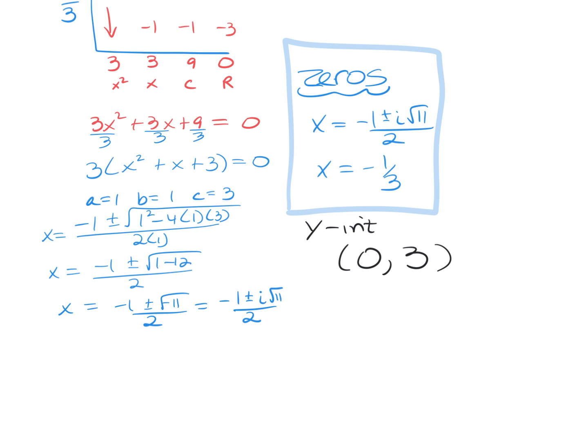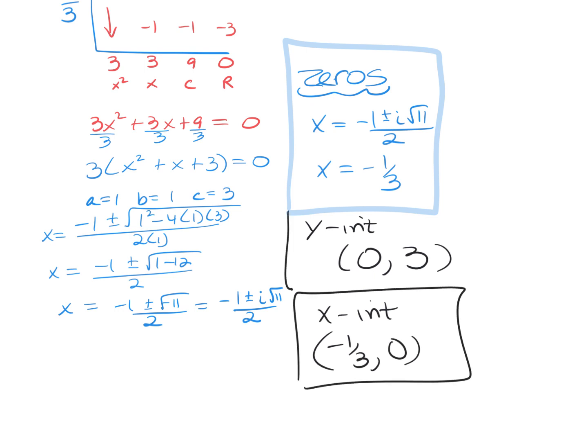Remember, you can get a y-intercept by plugging in x equals 0 as well. Then my x-intercept is only the negative 1/3. Do not list the imaginaries as an x-intercept. They're listed as a zero, but not an x-intercept.